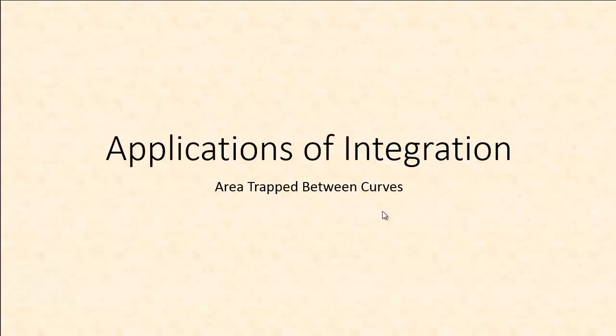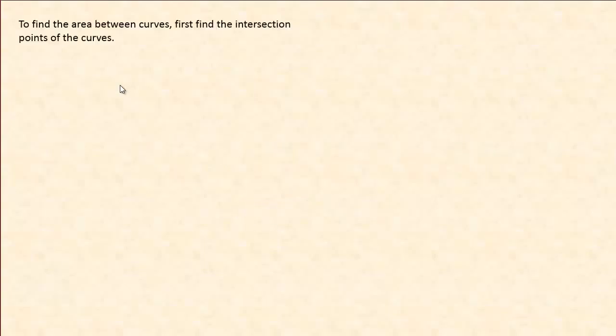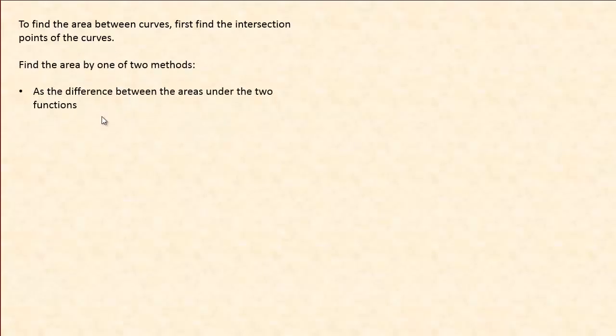Area trapped between curves. To find the area between curves, first find the intersection points of the curves. Find the area by one of two methods, and the first of those is as the difference between the areas under the two functions. So let's explain that.